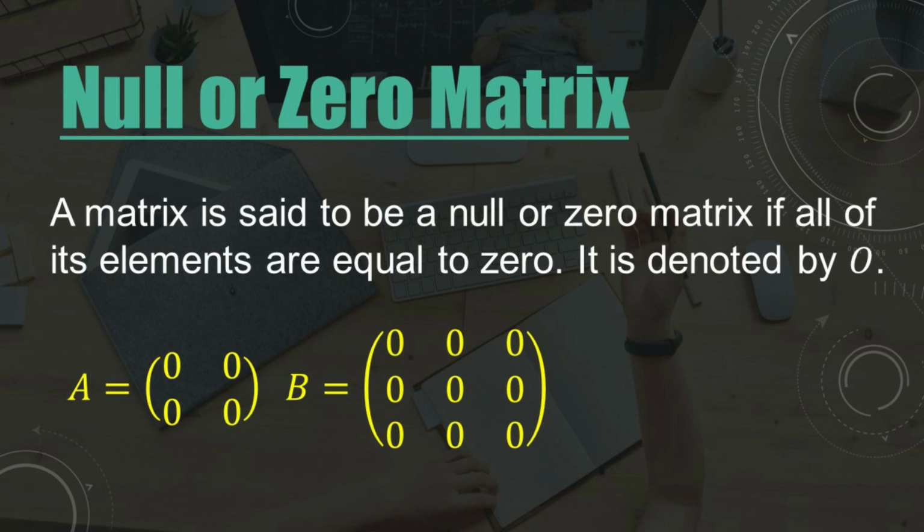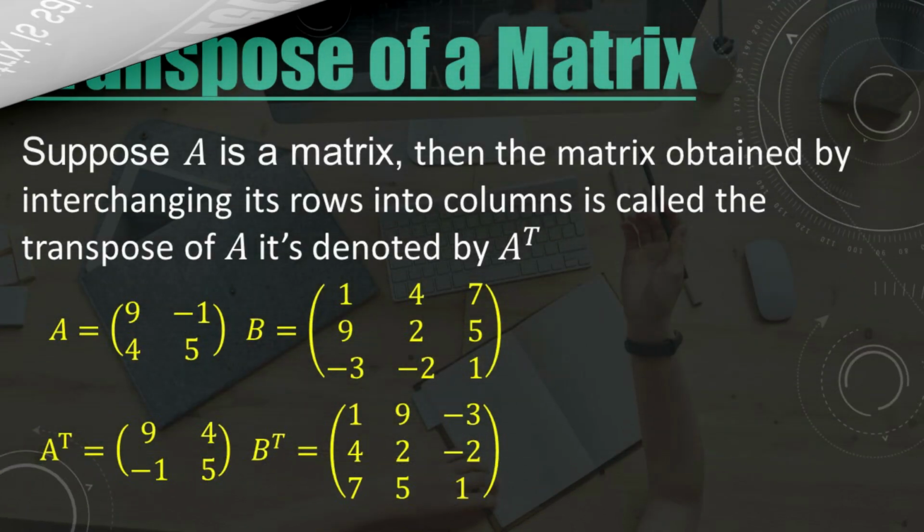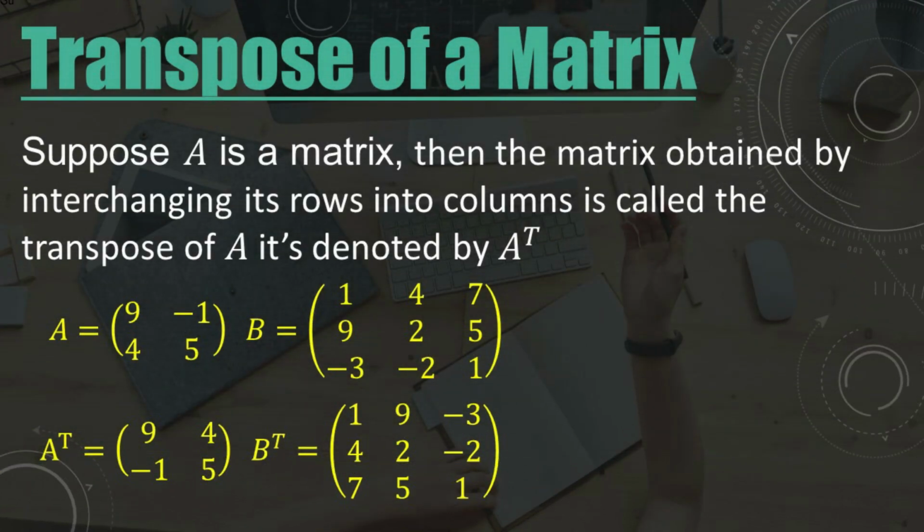Right. It can be defined for any matrix, right? It can be any number of rows and any number of columns. The next one is the transpose of a matrix. Suppose A is a matrix, then the matrix obtained by the interchange of its rows into columns is said to be the transpose of A. It's denoted by AT.